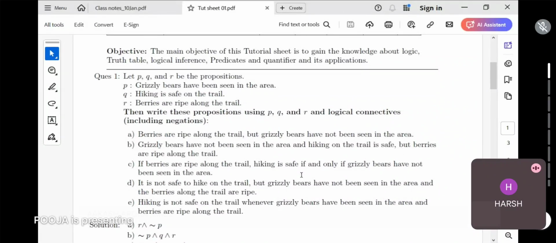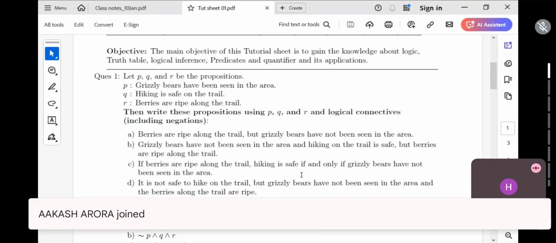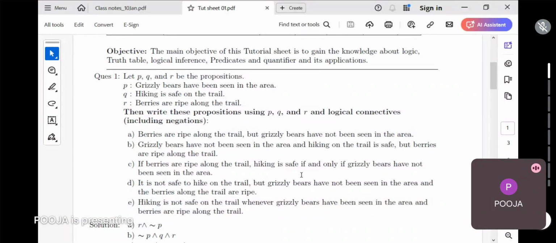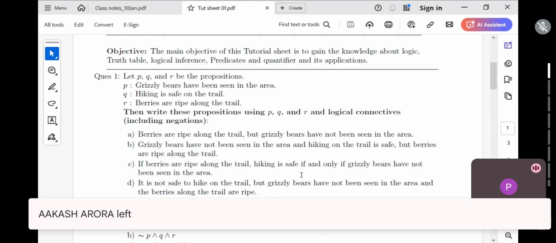R condition Q by condition negation P. R condition Q is in brackets. R condition Q is in bracket. Are you sure? Q by condition with negation P, P, negation P. All of you are getting the same.